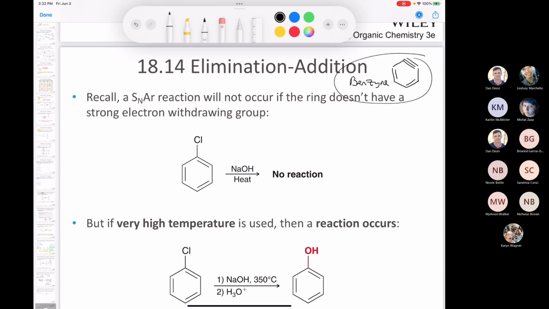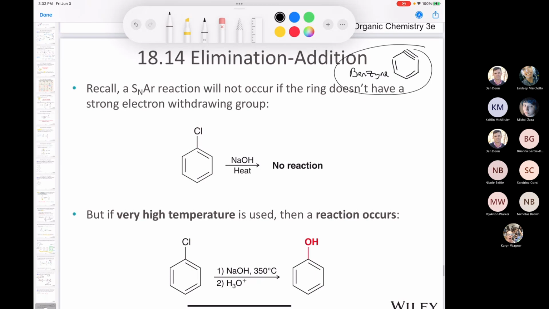And I brought this up last class just to kind of throw it in your face and say, look at this crazy molecule, benzyne. And you're probably thinking, Mr. Dion, you always told me that if you have a triple bond, the bond angles should be 180 degrees. So how in the heck do you have a triple bond incorporated into a six-membered ring? We're going to talk about that in just a second, but check this reaction out.